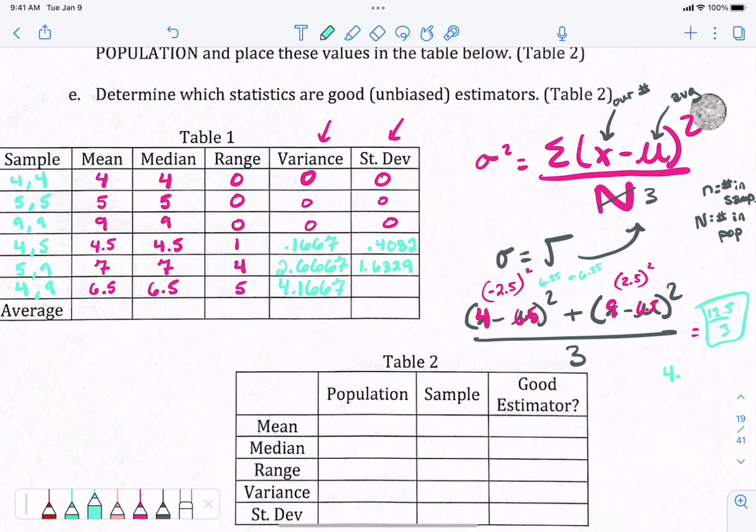Now an average. Okay. What does that mean? Standard deviation is the square root of that, the average of all these.